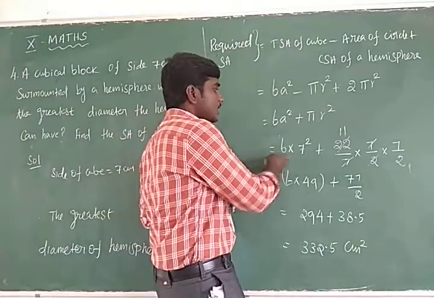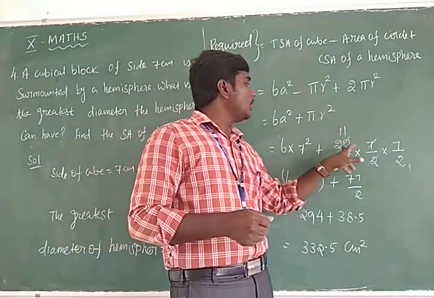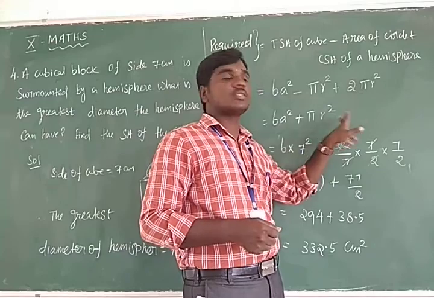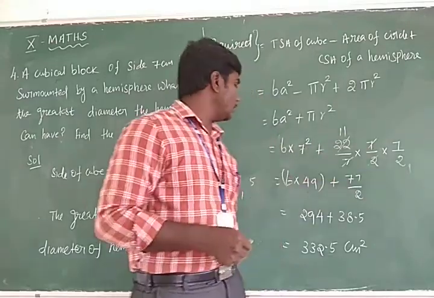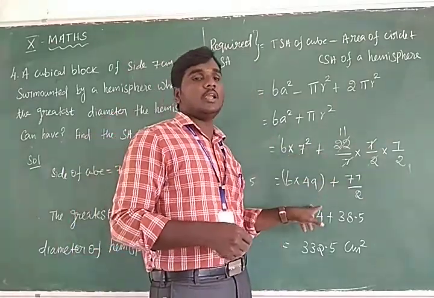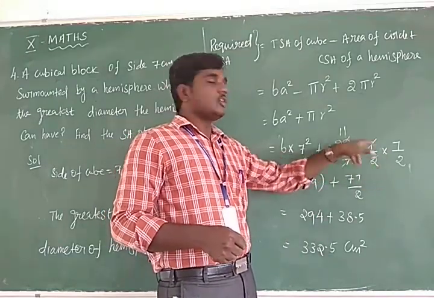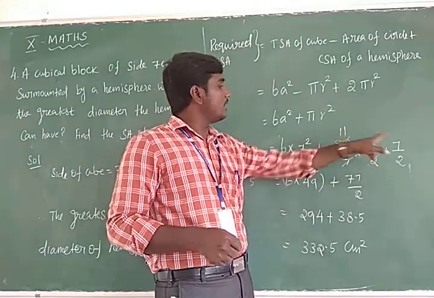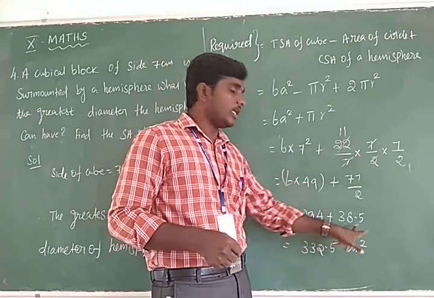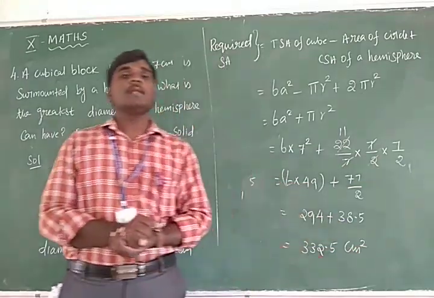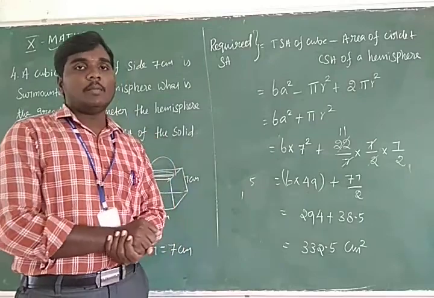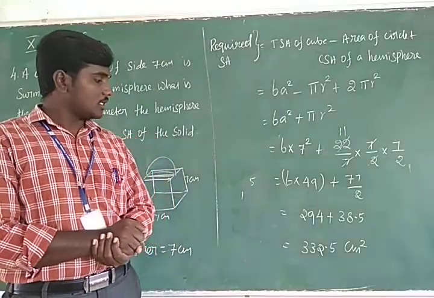Then 6 into 7 square, then the π value 22 by 7 into the r value 7 by 2 into 7 by 2. So 6 into 49 is 294. 7 7 cancel. 1 2 is 2. 11 2s are 22. So 11 into 7 is 77 by 2, 38.5. That means 332.5 centimeter square. Okay, that's all students.